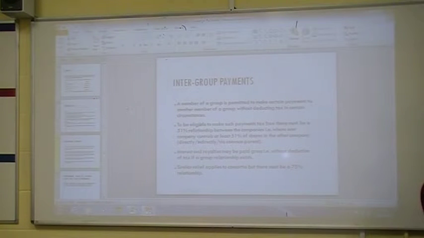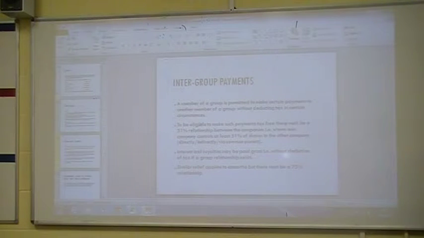Interest and royalties may be paid gross without deduction of tax if a group relationship exists, and similar relief applies to a consortia, but there must be a 75% relationship. So you have 51% if you've got a parent and 2 subsidiaries, but if you've got more than that, then you're going into a consortia, and you actually have a 75% relationship there.